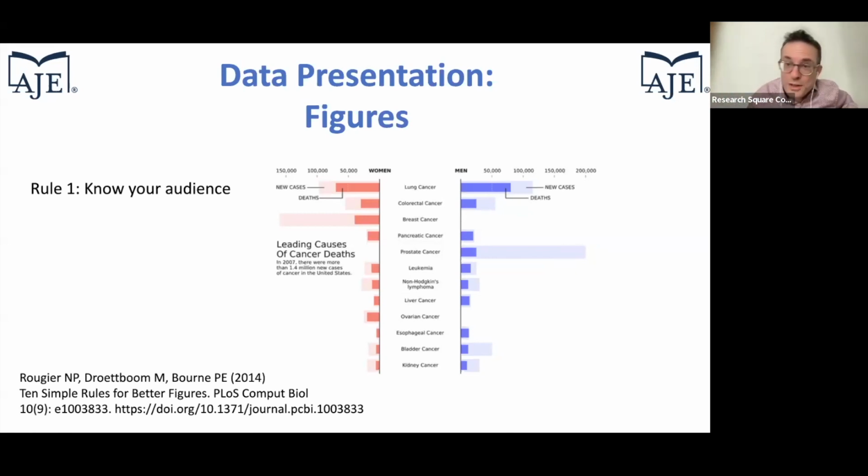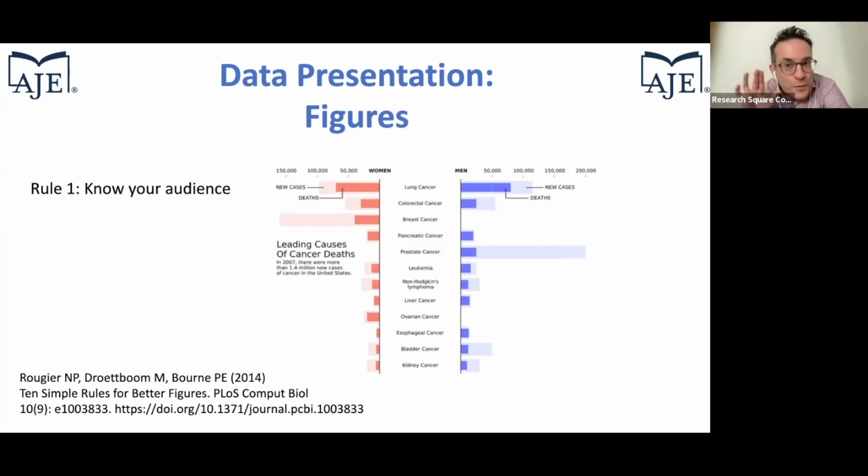And the first rule, rule number 1, is know your audience. I might be writing a paper for a specialized medical audience. If that's my research area, I might be presenting the same data, as you can see here, leading causes of cancer deaths, to a more general audience, to an audience of ordinary people, to a lay audience, for example. Who are your audience? Because often how you present your data will be different depending upon your target audience.